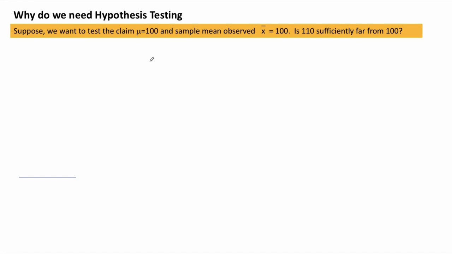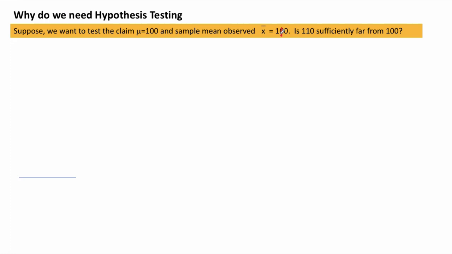Why do we need hypothesis testing before I move ahead? Suppose we want to test a claim that mu equals 100, and the sample mean observed value is 100. Now is 110, I'm sorry, this is not 100, this will be 110. So my question is: is 110 sufficiently far from 100? Apparently I can say, okay, it is 100, it is 110, it's very close. No, we cannot do that.